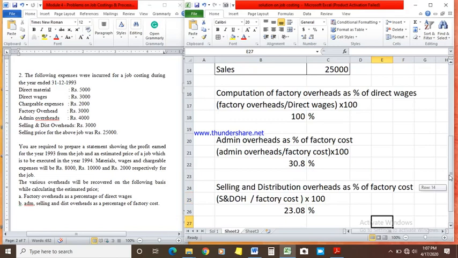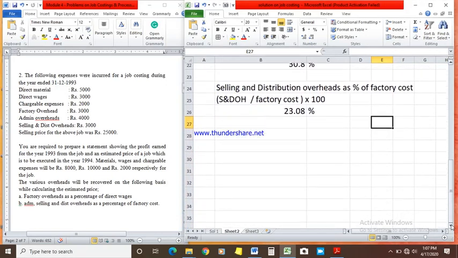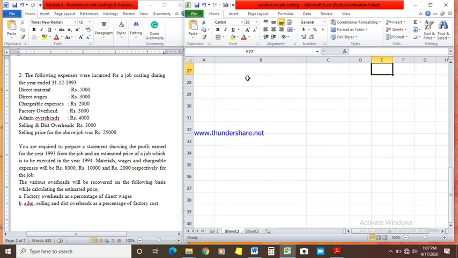So having calculated the percentage recovery of factory overheads, administrative overheads and selling and distribution overheads, now we are supposed to prepare a job cost sheet for the year 1994, wherein again material, wages and chargeable expenses are in this particular manner. So I'll continue down so that the solution will be in one particular place.